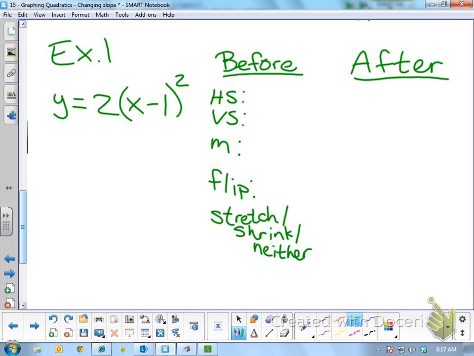So horizontal and vertical shift, we practiced on the last assignment. We always do it the same way. Horizontal shift is the number inside the parentheses. Autumn, what is our horizontal shift if it's the number inside the parentheses? What number is inside the parentheses? 1. Okay, so our horizontal shift is 1.